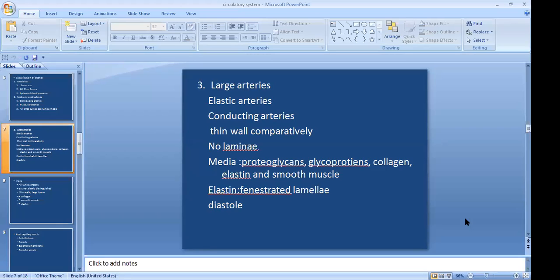Now, what happens in the diastole? In the diastole, because of the elastic recoil of elastin, which is present in the large arteries, the blood pressure does not get very much reduced. So it is because of the elastin that the blood vessels retain the blood pressure. So I would repeat the classification of the arteries again.